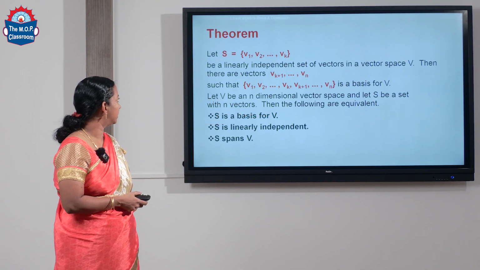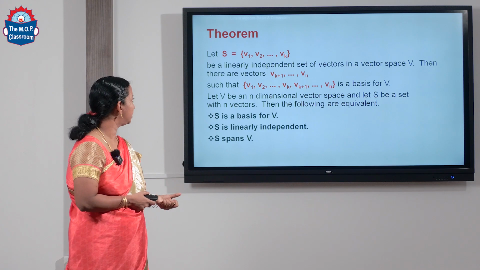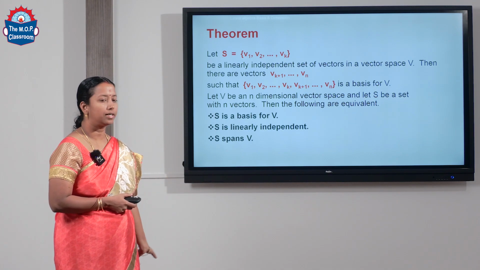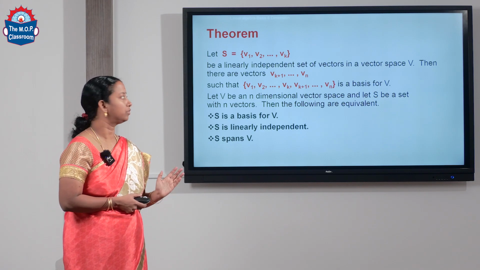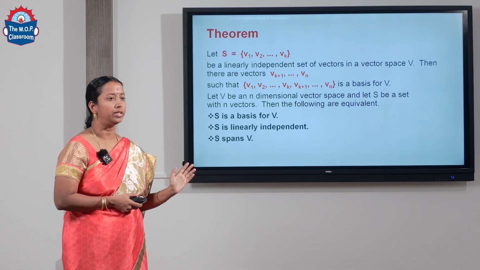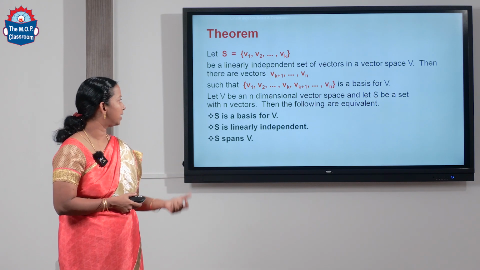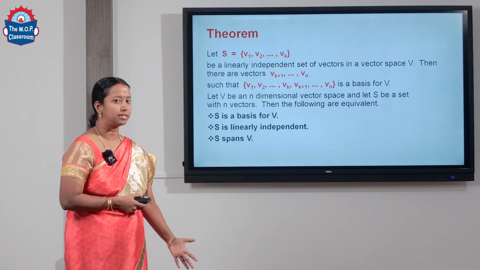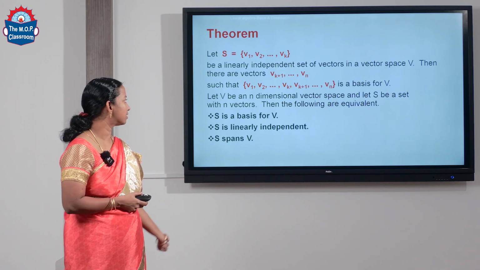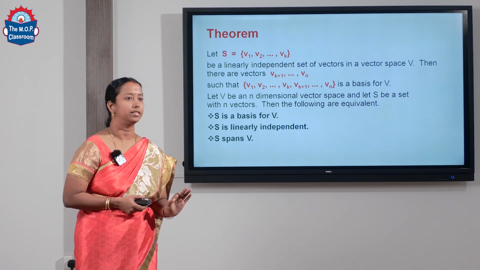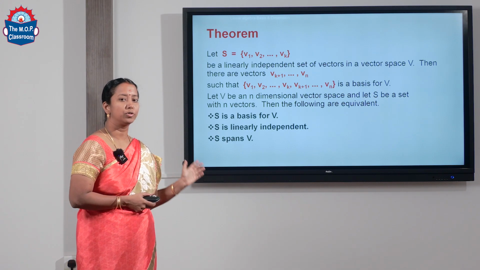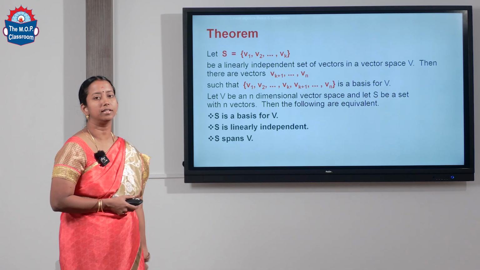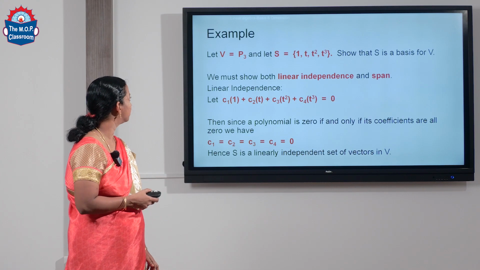The next theorem: let S equal to V1 to Vn be a linearly independent set of vectors in a vector space V, then there are vectors Vk plus 1 etc. to Vn such that V1 to Vn is a basis for V. Let V be an n dimensional vector space and S be a set with n vectors, then the following equivalent conditions hold: S is a basis for V, S is linearly independent, and S spans V.